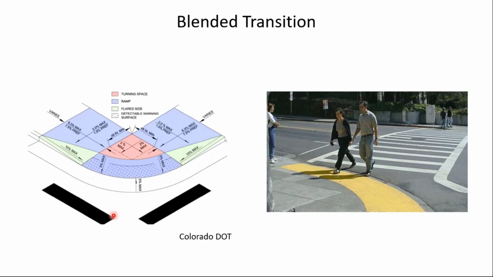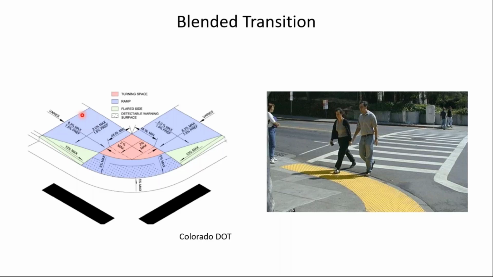And just one thing to note, a term introduced in the final rule is, notice here at the top of this blended transition is a level landing. And in the final rule, they call that a bypass, because the draft version of PROWAG was not necessarily clear that that was required.